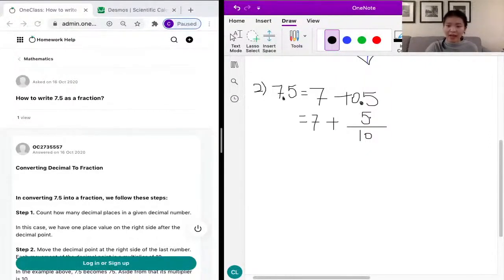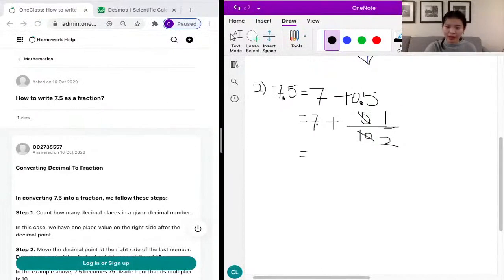5 and 10 have a common factor, and their greatest common factor is 5. So we can divide by 5 on both the top and the bottom of the fraction. The top of the fraction is 5. 5 divided by 5 is 1. The bottom of the fraction is 10. 10 divided by 5 is 2. So here we have the fraction 5 over 10 is the equivalent of the fraction 1 over 2. These two fractions are equivalent in value.